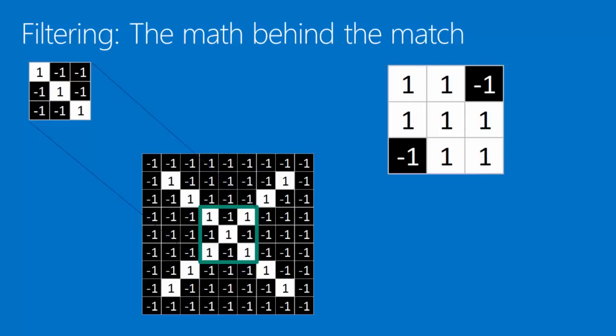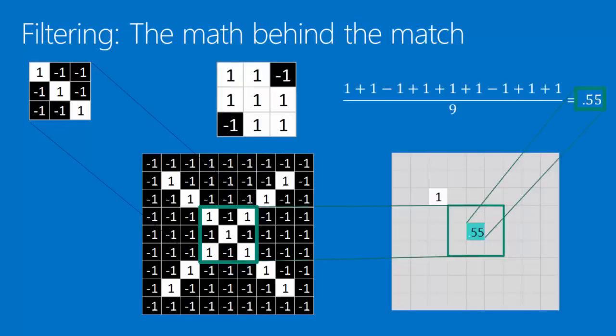And when we're done, we notice we have two minus ones this time. So we add up all the pixels, which add up to five, divide by nine, and we get a 0.55. So this is very different than our one. And we can record the 0.55 in that position where we were, where it occurred.